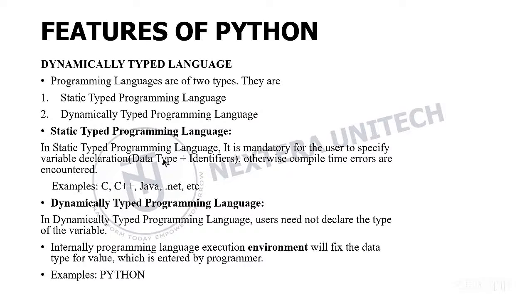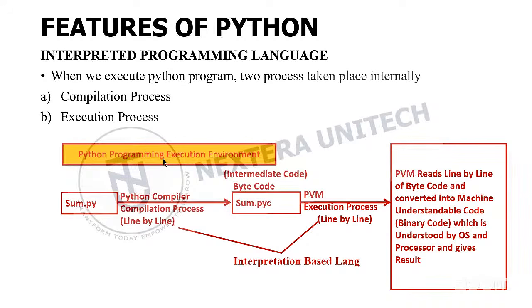Then moving on to the next feature, Python is an interpreted programming language. A programming language is said to be interpreted if its program is executed line by line at runtime.